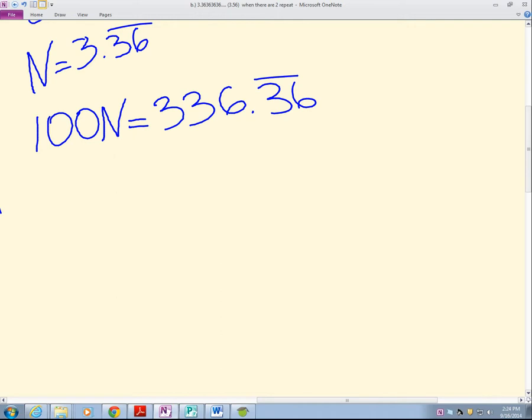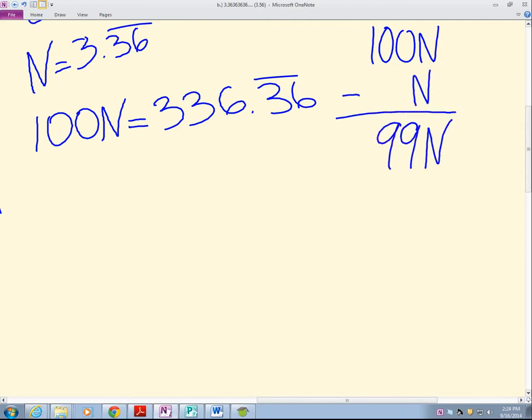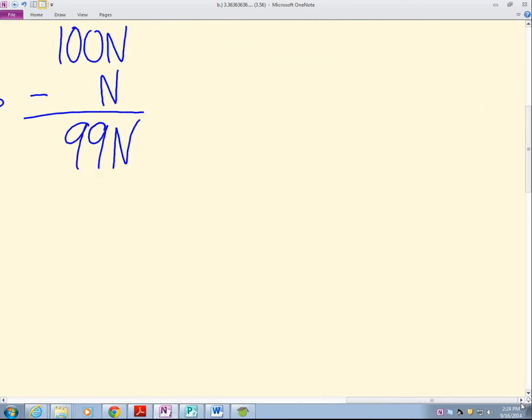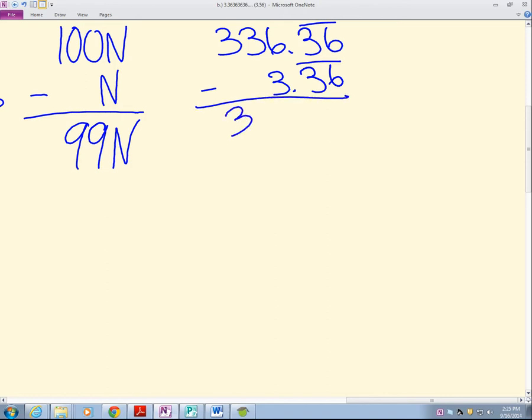And we want to get rid of those repeating decimals the same way that we did before. So we are going to do 100n minus n, which equals 99n. And we have 100n, as we just found out, is 336.36 repeating, minus 3.36 repeating, which equals 333.